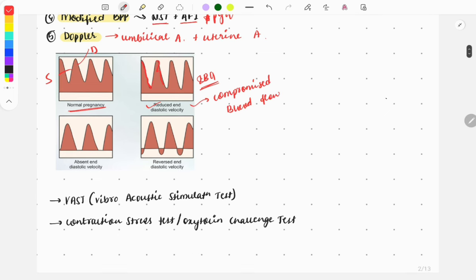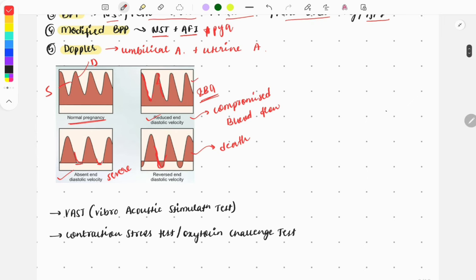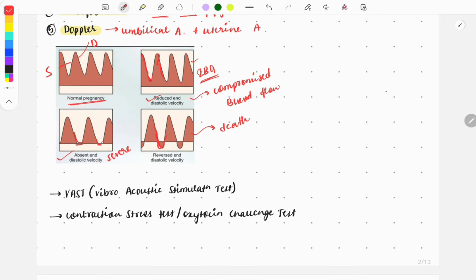fetus. And in the third image, as you can see here, that the notch, it is touching the line, okay, like this. So this one indicates absent end diastolic velocity, that means severe compromised blood flow. And the fourth image, this image reversed end diastolic velocity. As you can see here, that the diastolic blood, it is going beyond the normal line, and this suggests there is the death of the fetus. Okay, so you need to remember the images as well as the condition when this image can be seen.